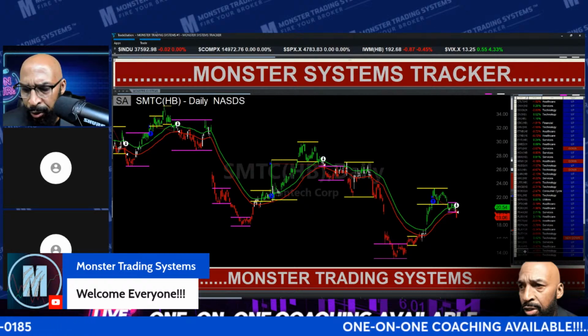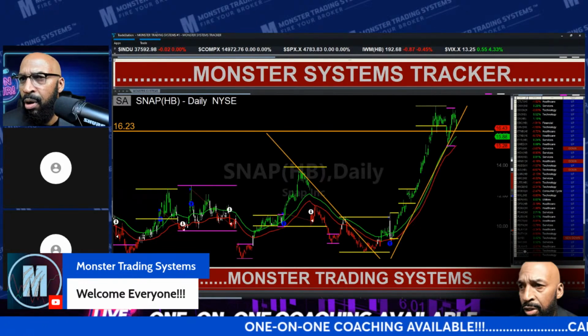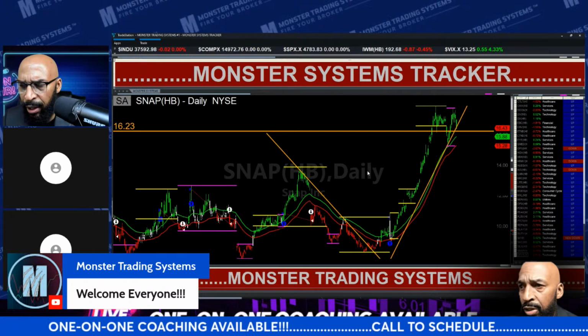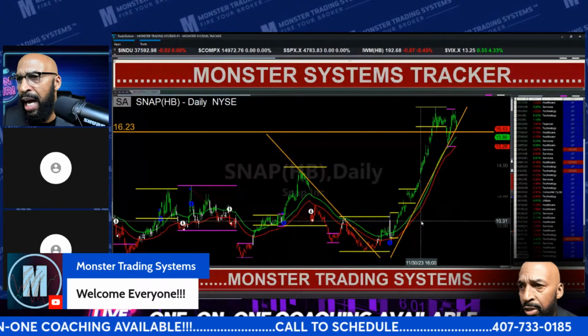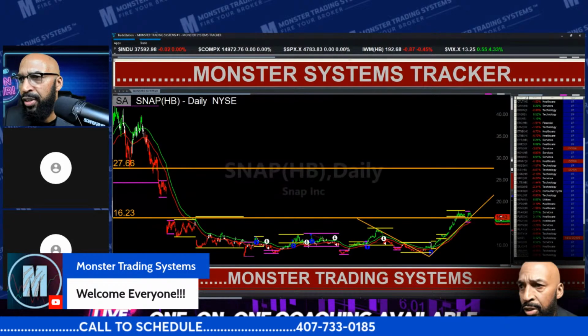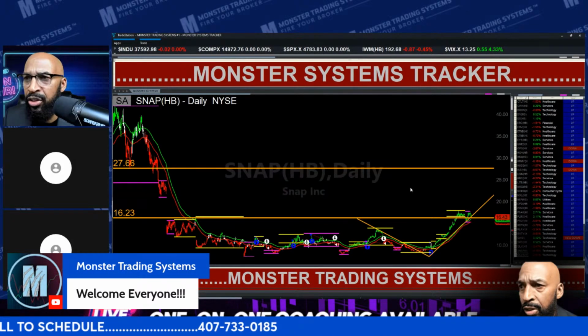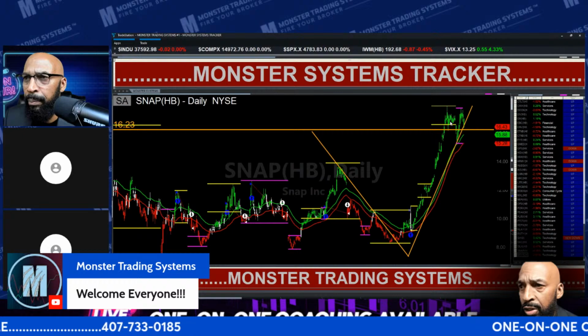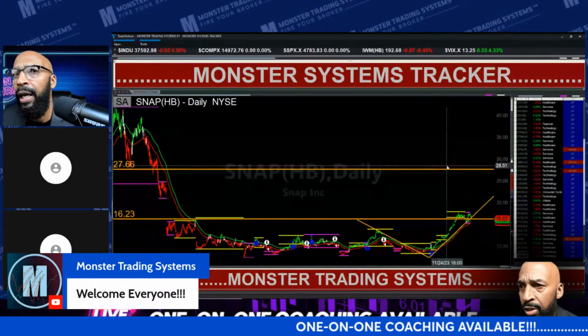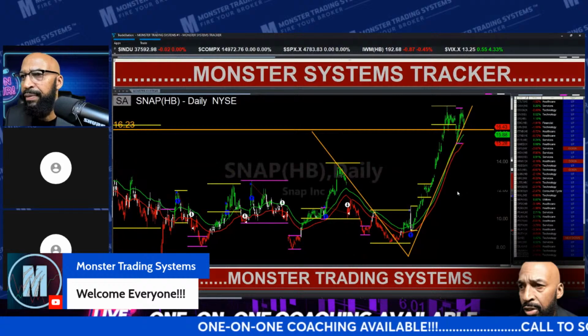I am curious to see how the market will open tomorrow. SNAP still holding. That's good to see. Buy signal here on SNAP at 10.41, closed on Friday at 16.43. It's gotten past that first resistance. Next target is all the way up here at 27. We'll see if it holds.